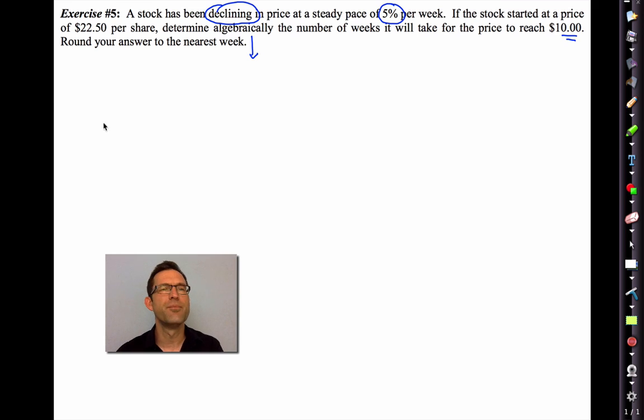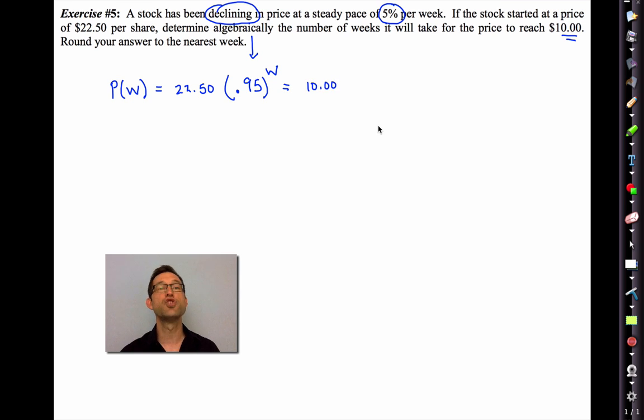Well, if we wanted just a function that predicted the price of this stock as a function of the number of weeks, right? We know it starts off at $22.50. We know it goes down 5% per week, but remember how we accomplish that is not by multiplying by 0.05 or 1.05 or negative 0.05, but by multiplying by 0.95, right? We have 95% of the price every week. Now, I'm going to set that equal to $10. And again, just like in the last problem, we could solve this graphically, but the problem specifies for us to do it algebraically. And it's a very, very similar solution.